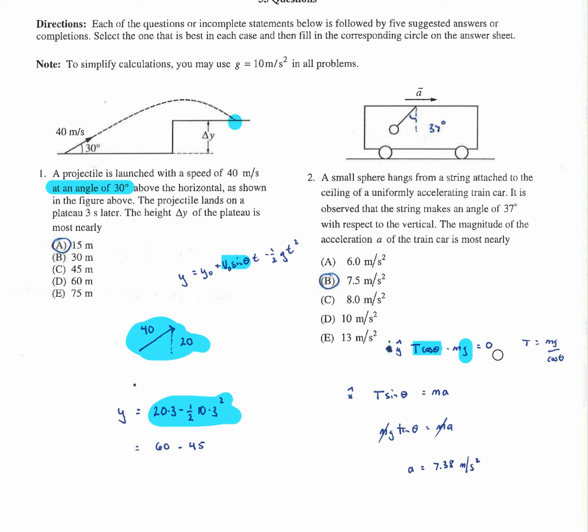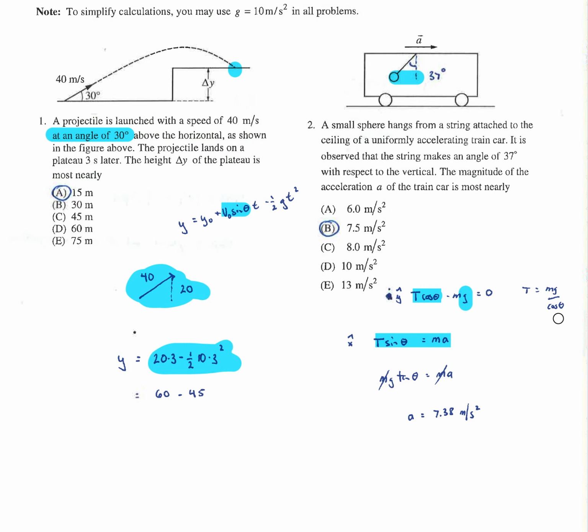And then horizontally, we know that T sine theta, that component of the tension, must be accelerating the mass at that rate. And so you can take mg over cosine theta and put it in for T, and you can get this equation. You can cancel the masses, and then based on the angle of tan 37, you can get an approximation of the acceleration.